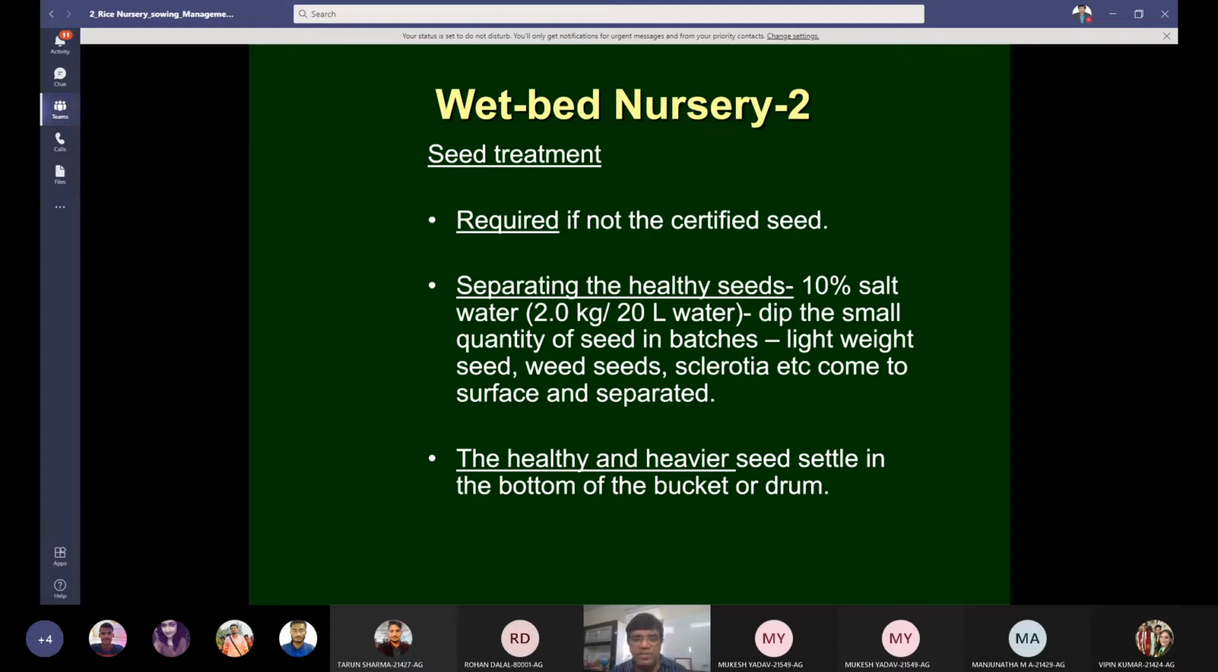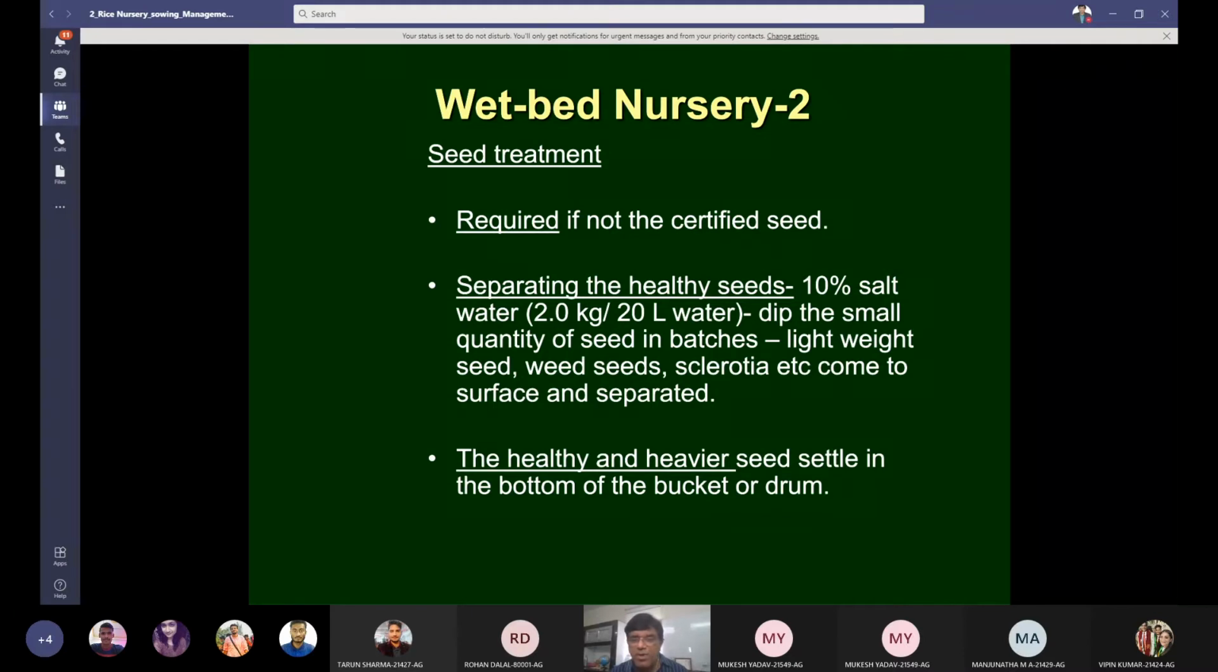One can prepare 10% salt solution. If you take 2 kg of salt in 20-liter water, it becomes 10%. And depending upon the requirement, you can prepare this 10% solution. If you want 10-liter water, take 1 kg salt, common salt.